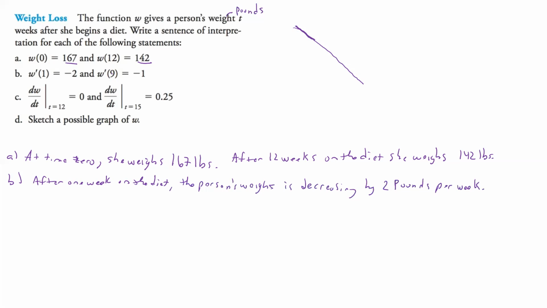Same thing, except after 9 weeks it's decreasing by 1 pound per week. So after 9 weeks on the diet, the person's weight is decreasing by 1 pound per week. Okay, so that's how our slopes are at 1 week and 9 weeks.